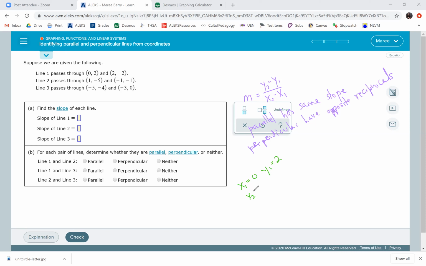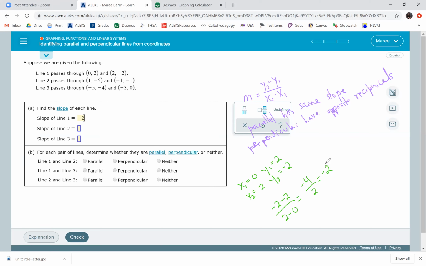Our second point is 2, negative 2. So we follow this formula: y sub 2 is negative 2 minus y sub 1, which is 2, divided by x sub 2, which is 2, minus x sub 1, which is 0. Negative 2 minus 2 is negative 4, and 2 minus 0 is 2. Negative 4 divided by 2 is negative 2. So the slope of line 1 is negative 2.